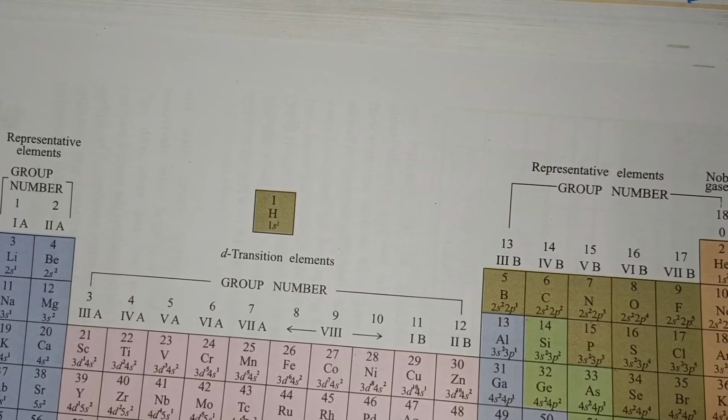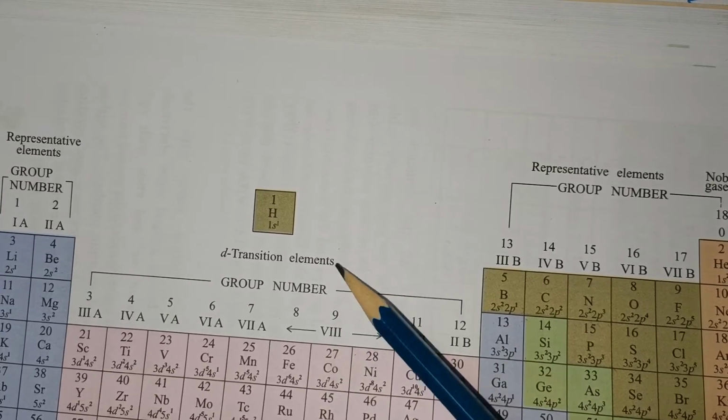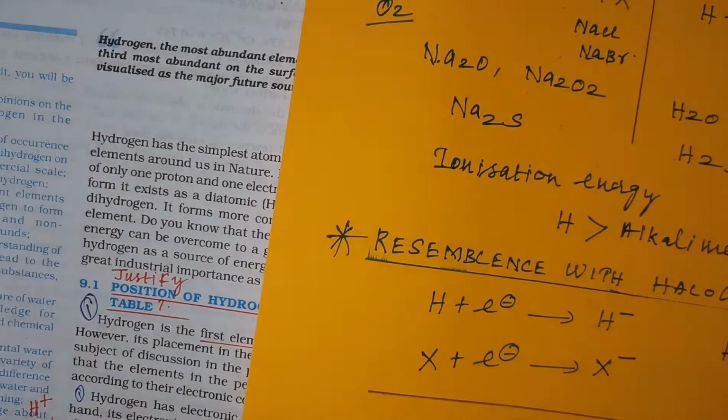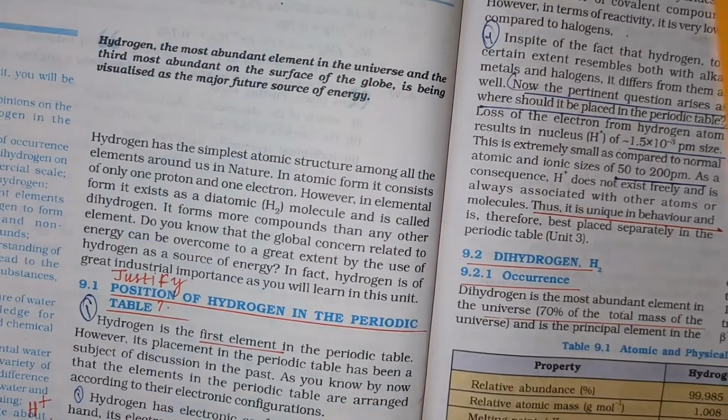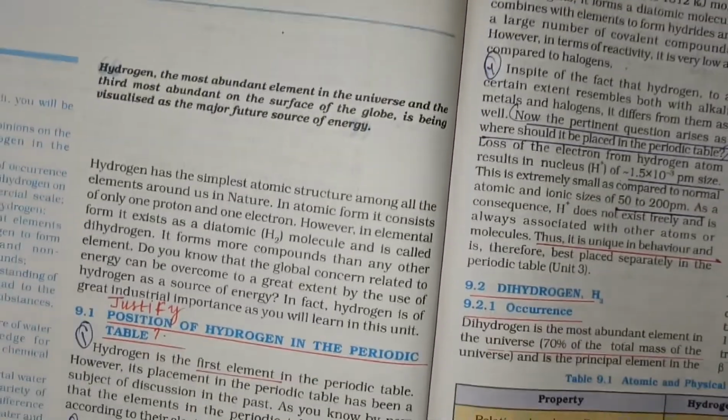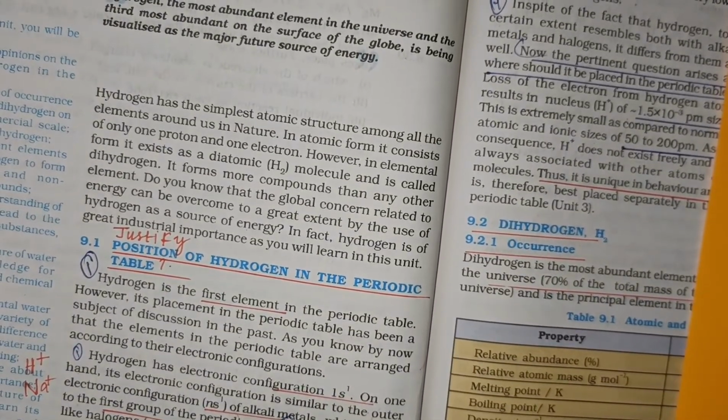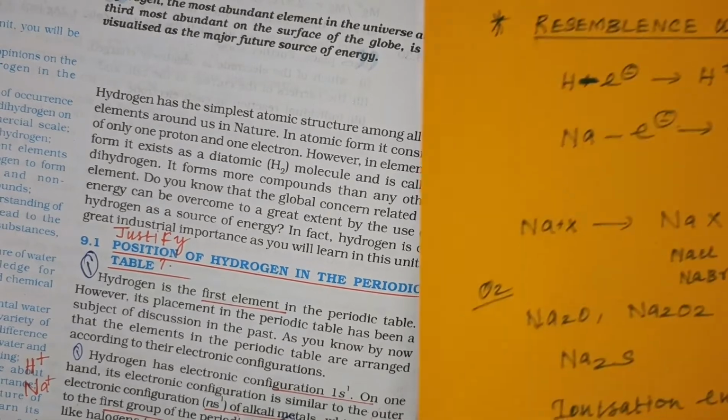In this video, what we are going to see is the position of hydrogen in the periodic table. The position of hydrogen in the periodic table, CBSE 11th Chemistry, 9th unit. The question is the position of hydrogen in the periodic table.